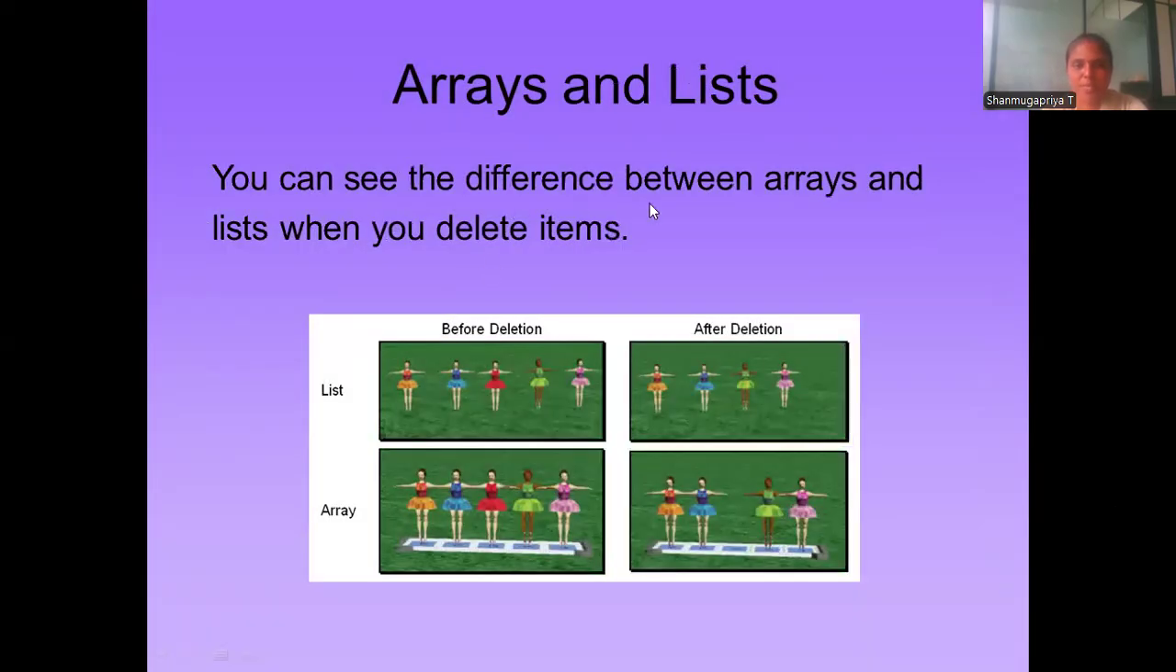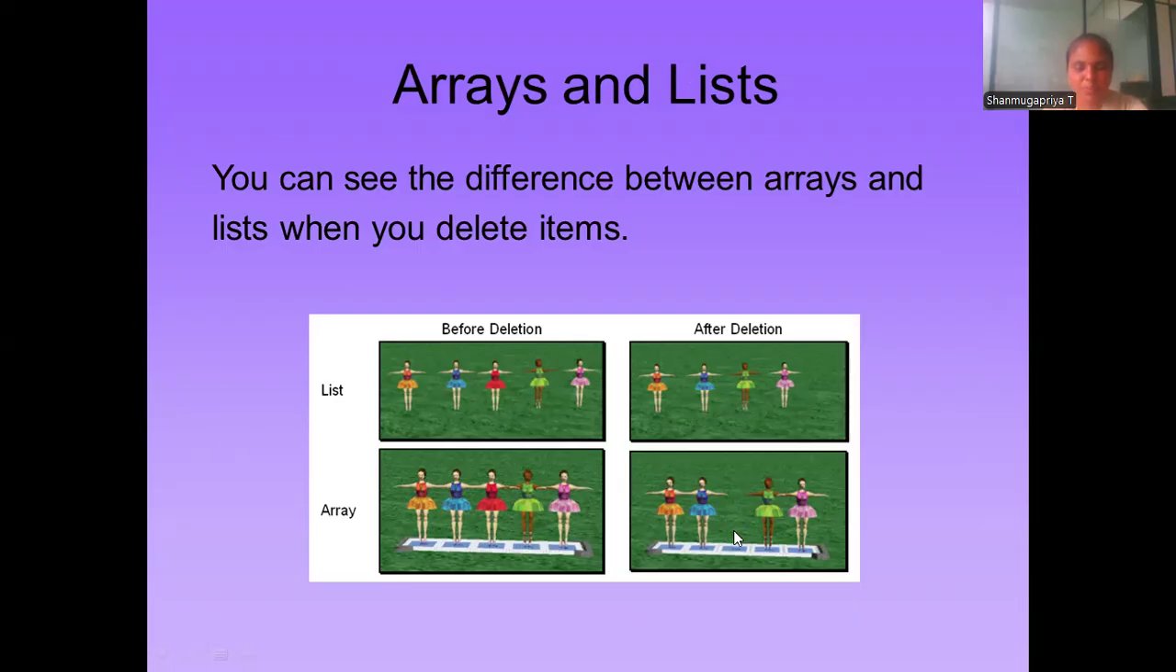You can see the difference between arrays and lists when you delete items. Consider the list before deletion; you have it like this. Here we are going to delete the red color, the middle element, the middle of the persons. After deletion, it looks like this, because there is no contiguous memory allocation in a list. But in arrays, after deleting the red color dress, a gap is formed.